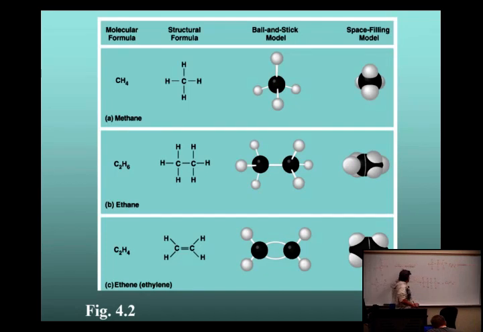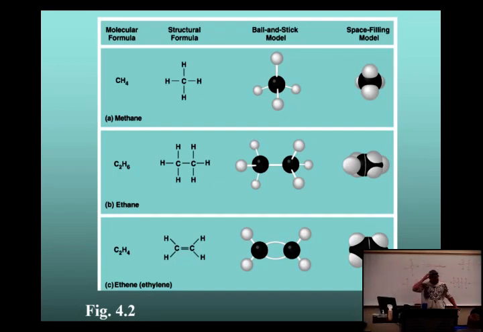All right, so methane is 1, ethane is 2. Notice they all end in A and E. Right? Propane is 3. Anybody know what that one is? It ends in A and E. I'll give you a hint. They use it in cigarette lighters. Yep.